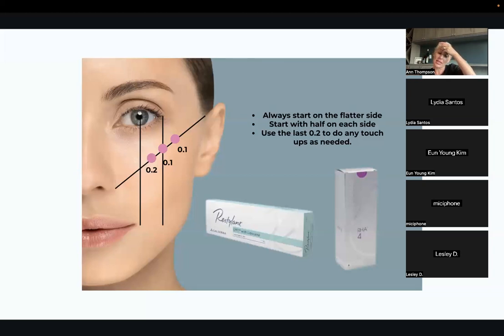If the patient is getting their lips done and they only want to do half a syringe, we do sell a half a syringe, and that is the Restylane Eye Light. So you can request that, and that is a half a syringe of filler.